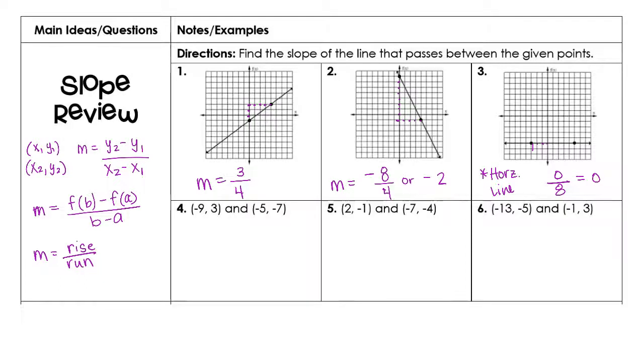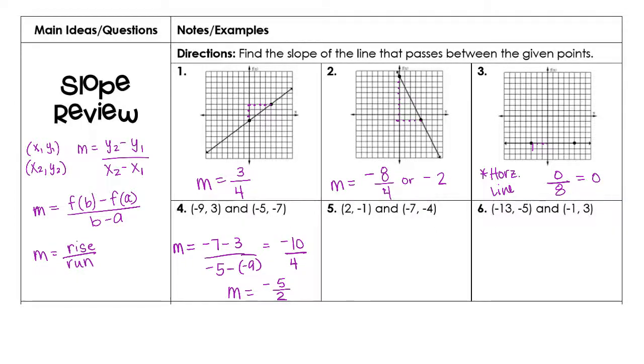Now, if we have our 2 points, this is where we're going to have to do our formula. So our slope is, and we're going to have negative 7 minus 3 over negative 5 minus a negative 9. And so in the numerator we have negative 10, and in the denominator we have positive 4. So our slope, and we do need to reduce this, would be negative 5 over 2.